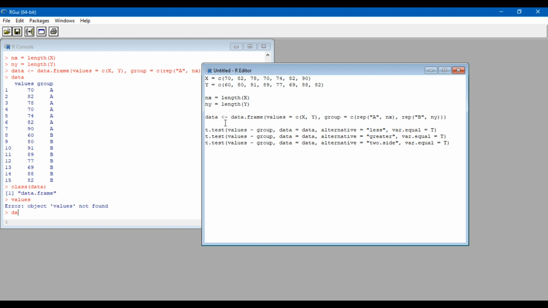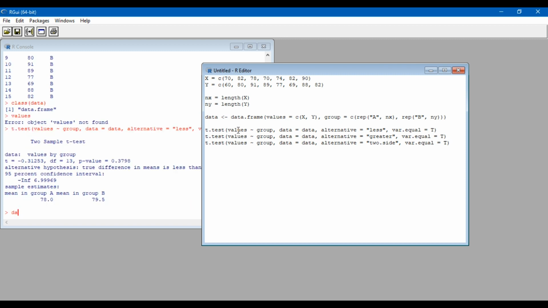To calculate the t-test for such a data frame, we take the first column of the data frame before the tilde sign and then the grouping variable, and after that we define what data we are using. Here we are using data, and the other arguments are the same as we have used before. In a similar fashion, we can compute the right tail test and the both tail test. Let's run and see the results.